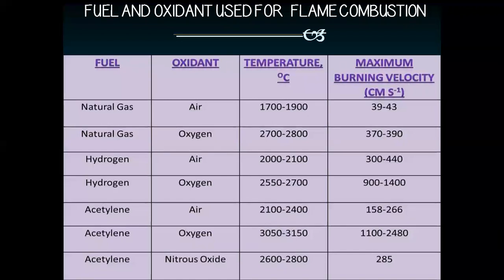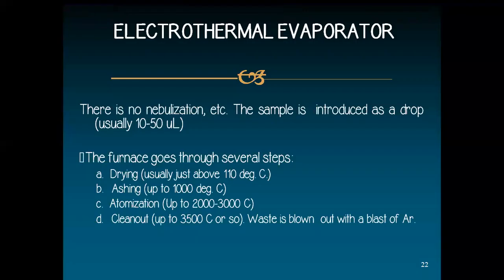40 centimeters per second. Similarly, if we go for acetylene mixed with oxygen, we get a very high temperature of about 3050 to 3150 degrees centigrade, and the burning velocity is about 1100 to 2480 centimeters per second. Now there are certain electrothermal evaporators also available.